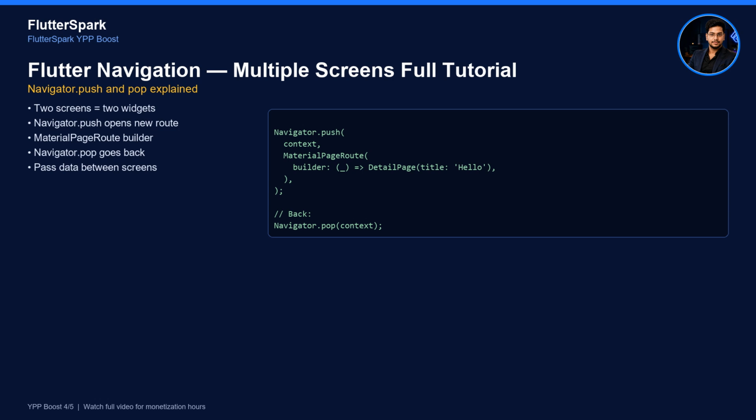Create a home screen with a button. When tapped, call Navigator.push. Pass context as the first argument. Second argument is a material page route. The builder returns your new screen widget. Flutter slides the new screen on top of the stack.